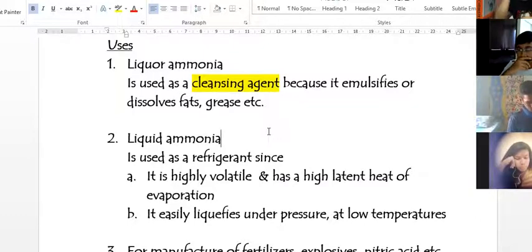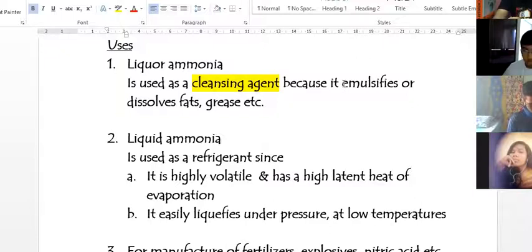Okay, so if you have any grease or anything on the cloth, you can use liquor ammonia as a reagent to remove it. This will come as a give reason question: why is liquor ammonia used to clean fat or grease stains from the cloth? The answer is that liquor ammonia emulsifies or dissolves fats or grease. That is the reason why liquor ammonia is used as a cleansing agent to remove fats and grease.